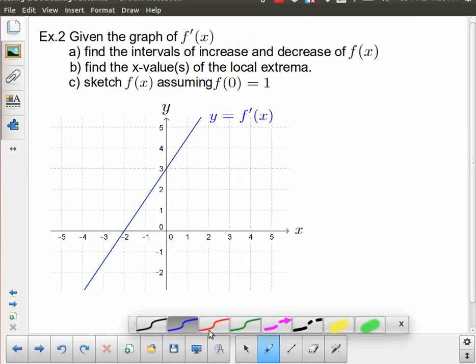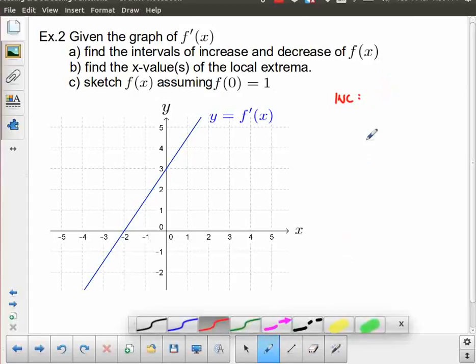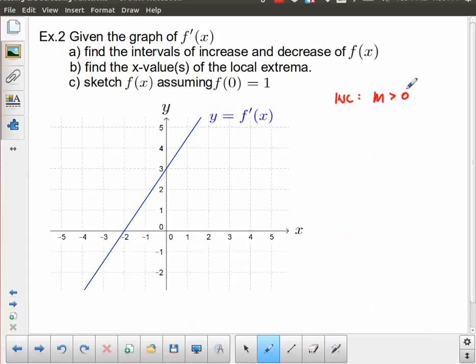So that's worth pointing out. Increase means that the slope is positive. So let me actually put that in. Increase means the slope is positive, and in particular, let's go a little further than that. It means the slope of the tangent is positive, but that's the same thing as saying that f prime of x is positive. Decrease means that f prime of x is negative.